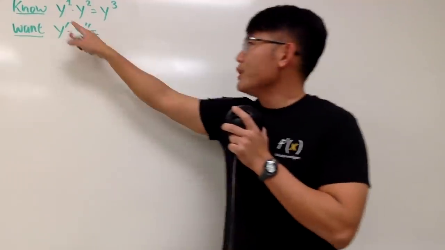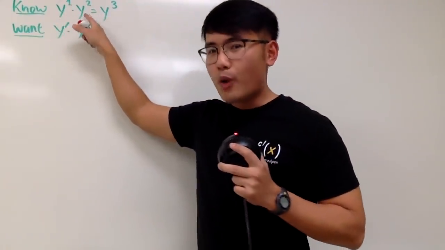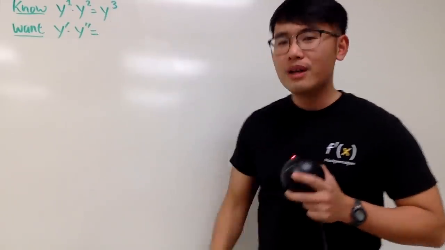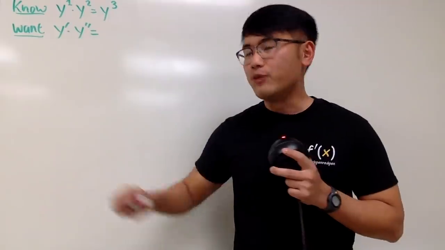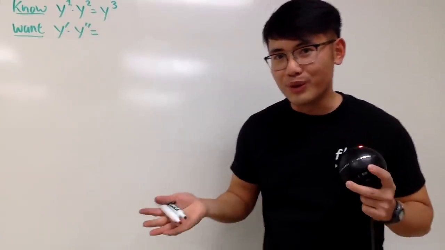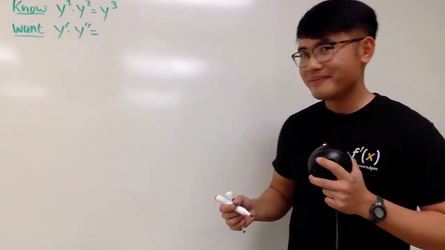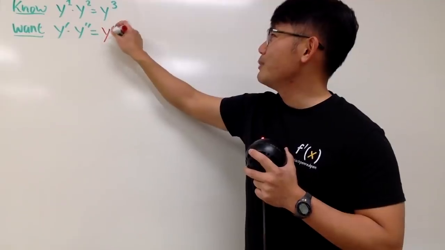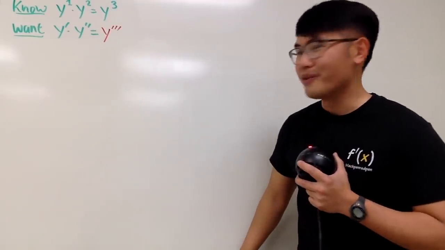Okay, as we all know, when we have y to the first power times y to the second power, of course, you just add the powers together and you end up with y to the third power. But have you ever thought about, what if we have y with 1 prime times y with 2 primes? What are we going to get? Oh well, the answer is y with triple primes, with 3 of them.